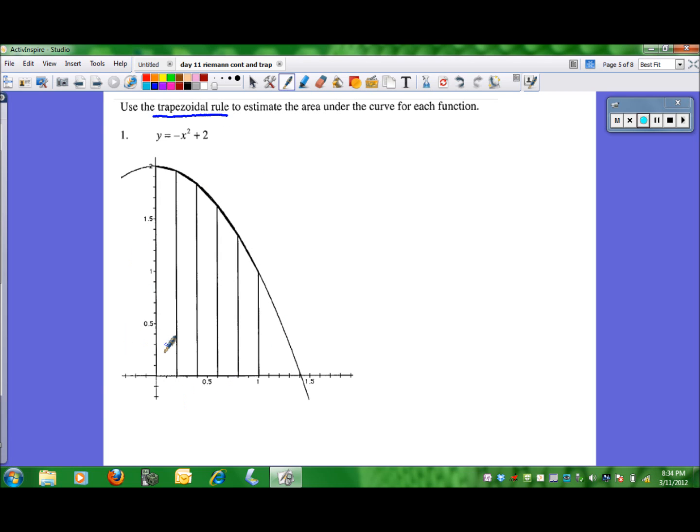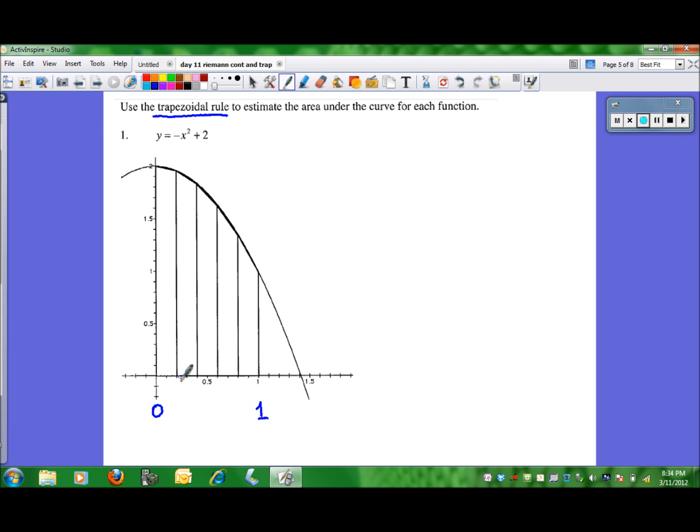So if you look at this, here are my trapezoids. 1, 2, 3, 4, 5. We're finding it from 0 to 1. And that's the one thing I will do for the rest of the problems, is 0 to 1 is where we're finding the area. Okay, so we're not including this right now. We're not including that. Okay?